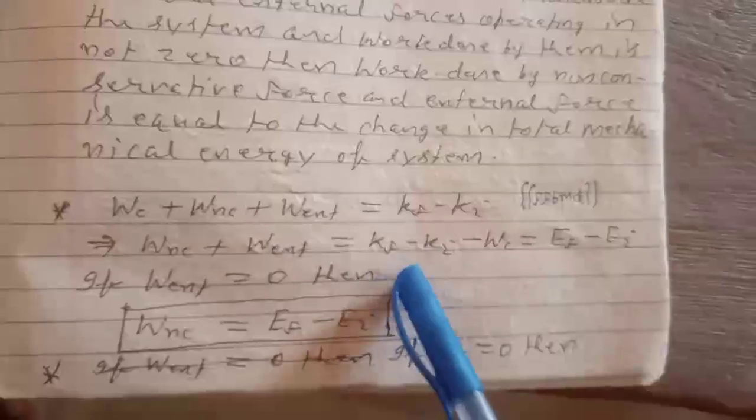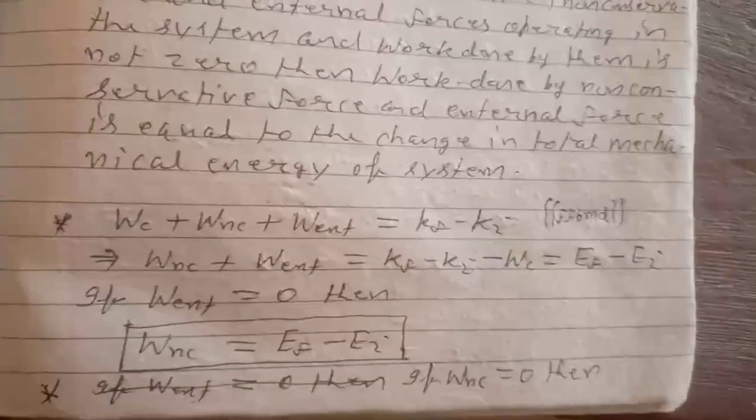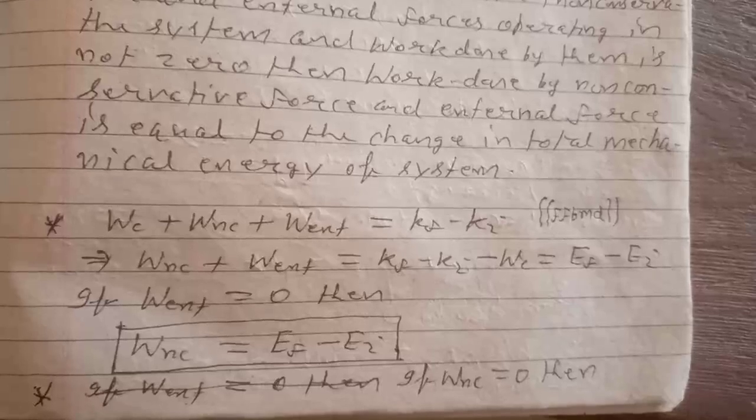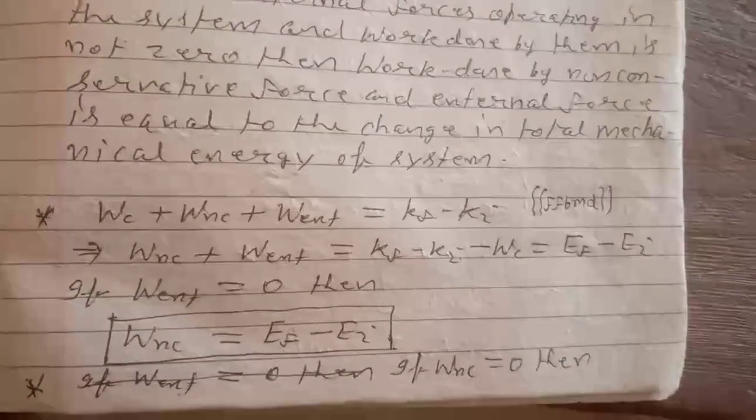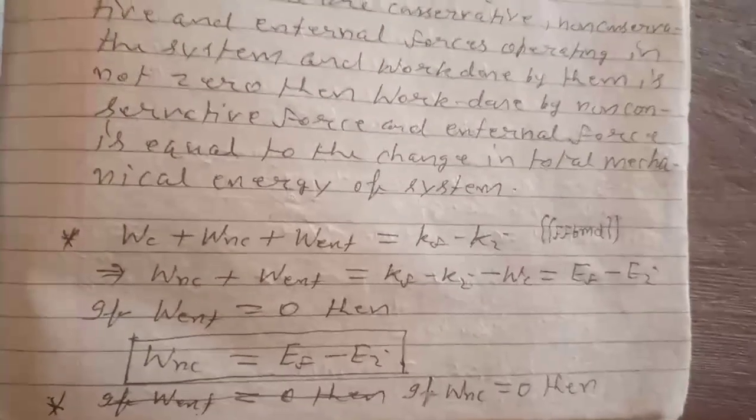Wc plus Wnc plus W external equals Kf minus Ki, so Wnc plus W external equals Kf minus Ki minus Wc, or Ef minus Ei. If the external force equals 0, then Wnc equals Ef minus Ei. That is, if the work done by the external force is 0, then the work done by the non-conservative force will be the change in total mechanical energy. Again, if Wnc equals 0, then W external equals Ef minus Ei.